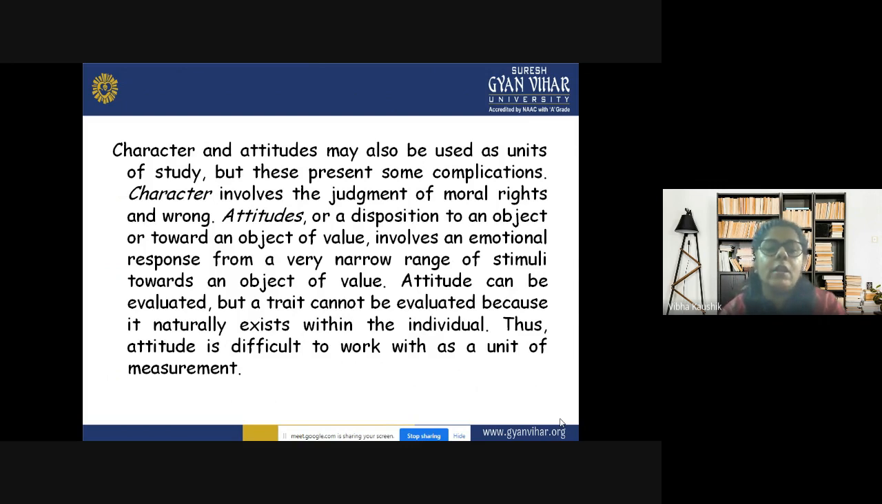Attitude can be evaluated, meaning we can evaluate the attitude of a particular individual, but a trait cannot be evaluated. Why can we not evaluate a trait? Because it naturally exists within the individual. Thus, attitude is difficult to work with as a unit of measurement. So it is difficult to measure the attitude of a particular individual, and we cannot measure the traits present in individuals, as these traits naturally exist.